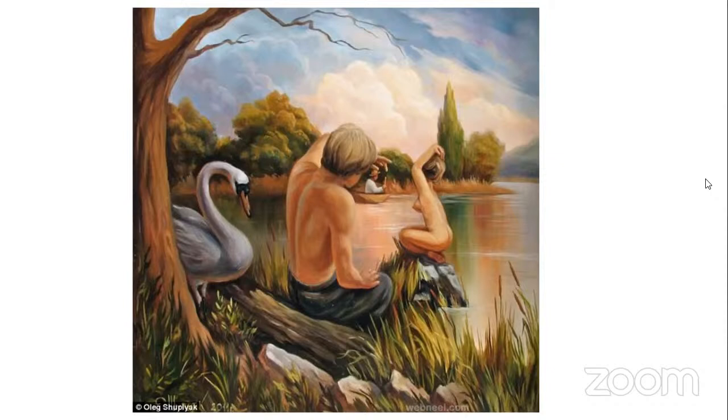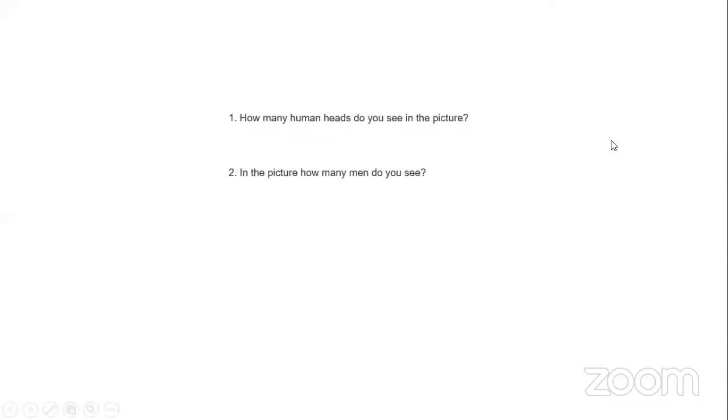Yes, I understood. Yes, sir. Any doubts? No, sir. Fine. Let's now move on quickly for the questions. How many human heads do you see in the picture is your first question. Second one is, in the picture, how many men do you see?